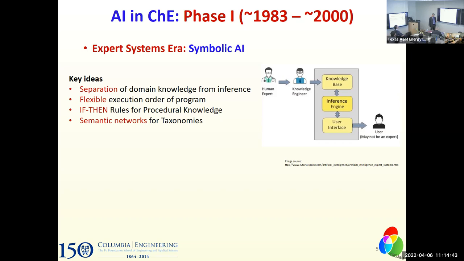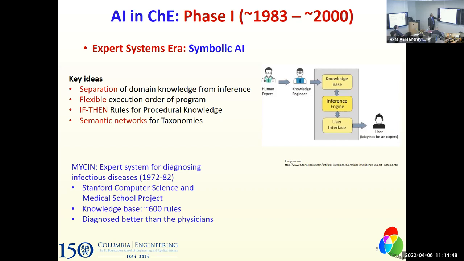All these things led to the first expert system in medicine, created in the 70s, called MYCIN. It's an expert system for diagnosing infectious diseases, created through the work of Stanford computer scientists as well as Stanford medical school physicians.